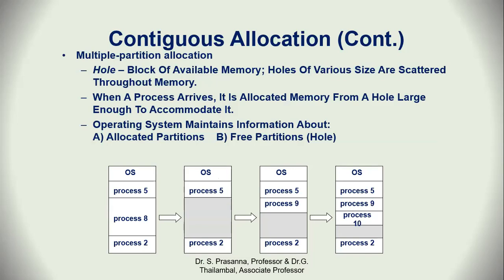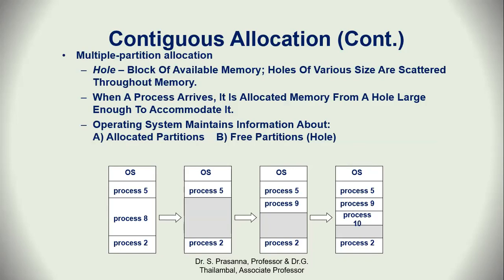So when you go for multiple partition allocation, a concept called a hole happens, which is a block of available memory. Holes of various sizes are scattered throughout the memory. So a hole is nothing but a place that is empty, where no process has been allocated. That is called a hole.